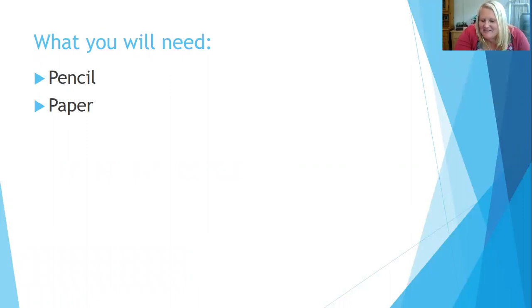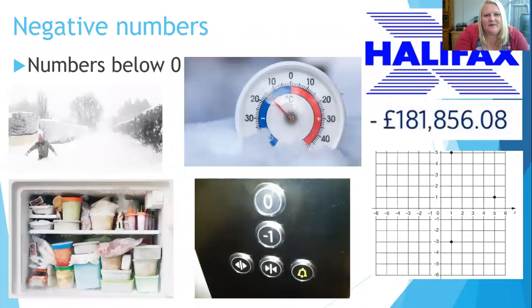What you will need today is just a pencil or a pen and a piece of paper. We are looking at negative numbers. Negative numbers are numbers that go below 0. So you get to 0 and you keep going. They are used in everyday life quite a lot.